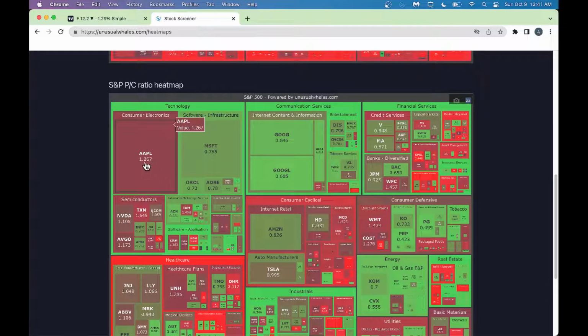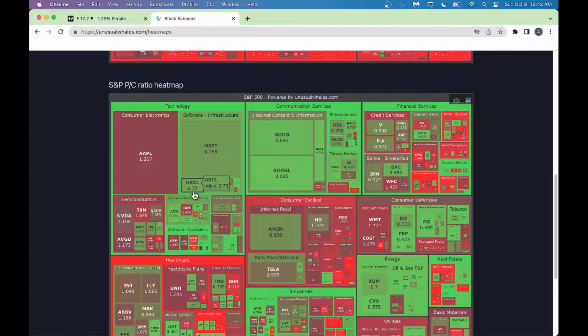Look, Apple put call ratio is high. That tells you right now folks are a little bit afraid, they're buying put options, whereas Microsoft not so much. And look at Google, I think it's pretty healthy right now. Folks are not as much afraid. They're not buying put options aggressively like Apple here. Texas Instruments, folks are buying put options. And same thing with Nvidia and Avago.